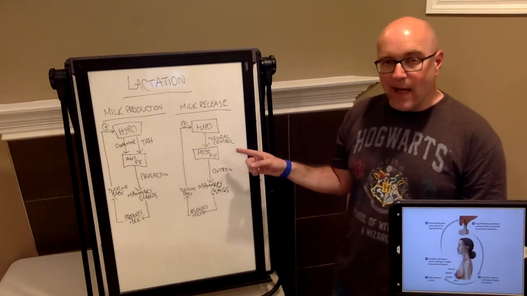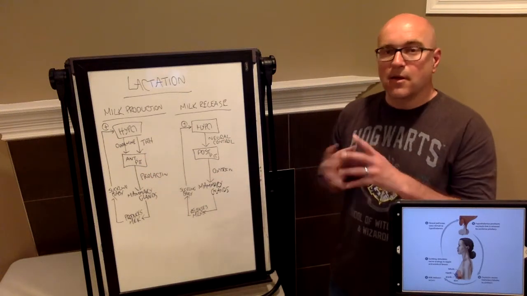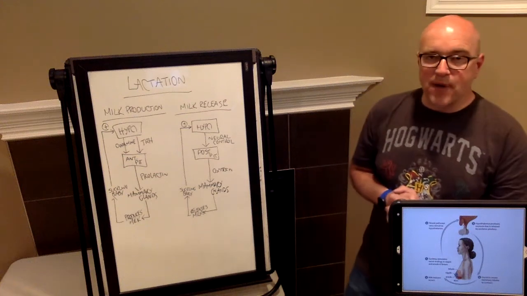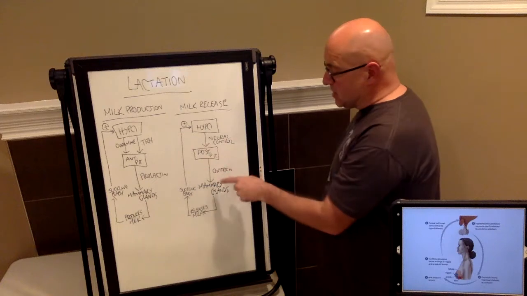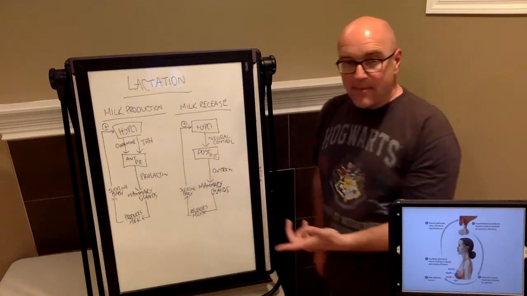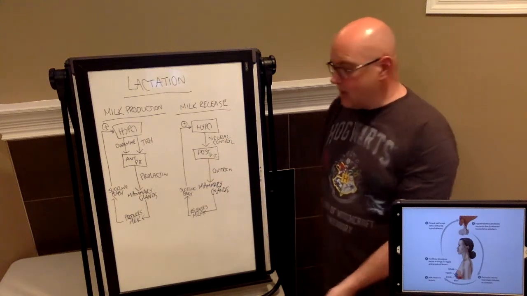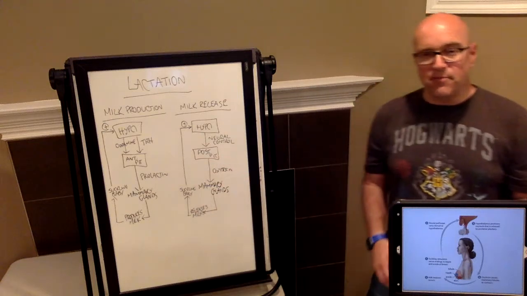The posterior pituitary is like the gallbladder of the endocrine system. It just releases hormones that are produced by the hypothalamus. So the hypothalamus neurally controls the posterior pituitary to release oxytocin. It targets the mammary glands. They release the milk. That releasing of the milk is going to cause the baby to suckle.